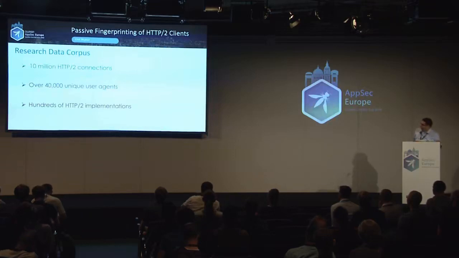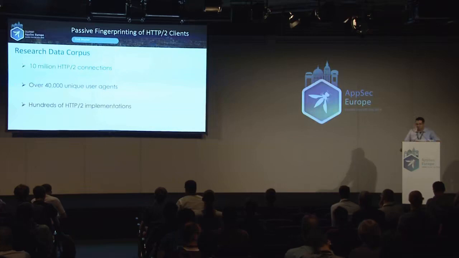So the data corpus for this research was 10 million HTTP2 connections, which included about 40,000 different user agents. And they covered hundreds of HTTP2 implementations. Those would be major browsers or all kinds of automation libraries.